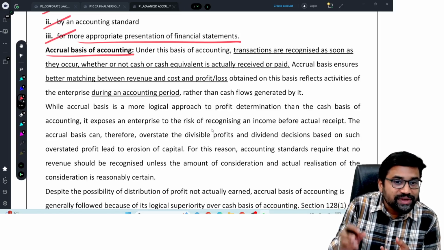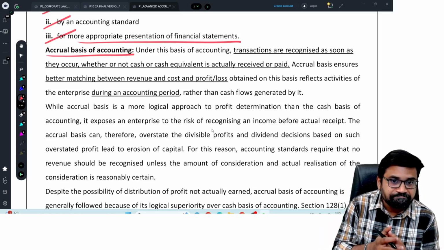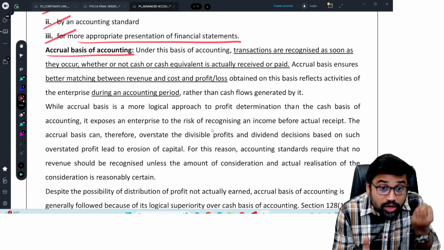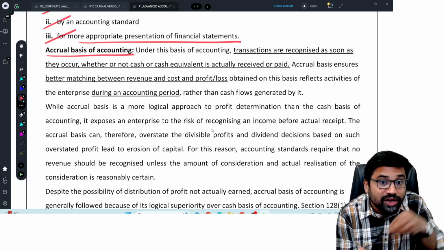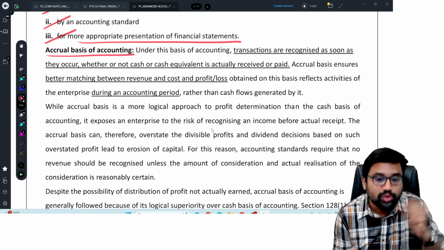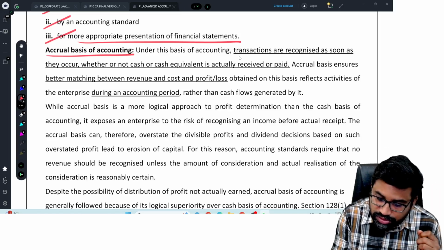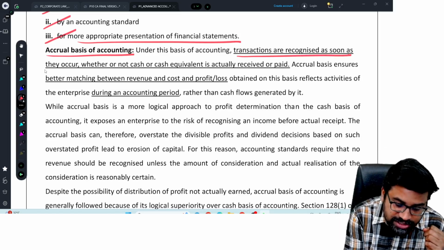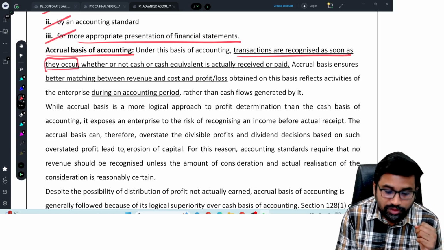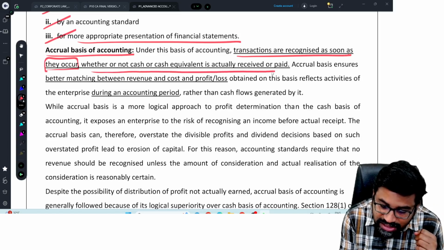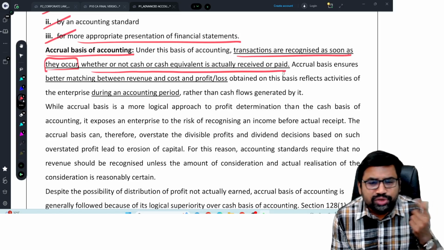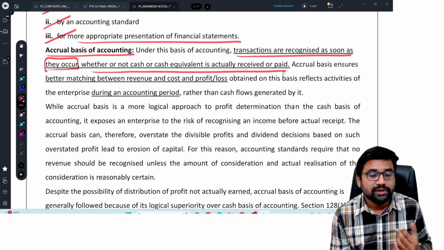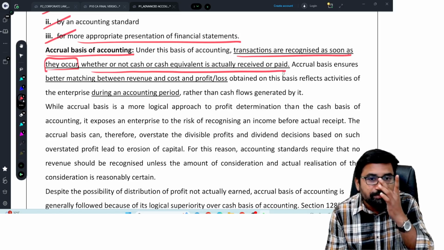What you need to see is whether they have actually occurred in the business. So based on the accrual, based on the occurrence, if you are recording the transaction, that is called accrual concept. Transactions are recognized as soon as they occur, whether or not cash or cash equivalents is actually received or paid. Whether you received or not, that's a secondary matter. Now, this accrual concept is the best example.